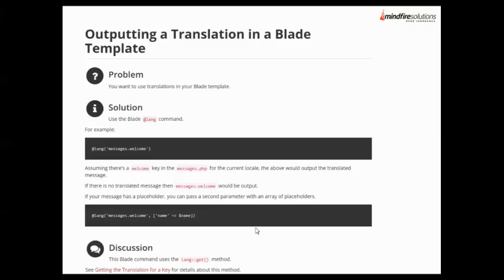Then outputting a translation in a Blade template. Normally if you have a multilingual website, you can have all the language files and use those language files to render text. You can use the lang function, with the file name and then the parameter. So here, lang message.welcome, whatever is written in welcome will be rendered in that language. So you can build a multilingual site very easily using Blade templates.